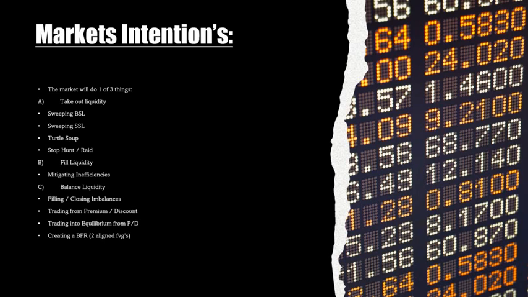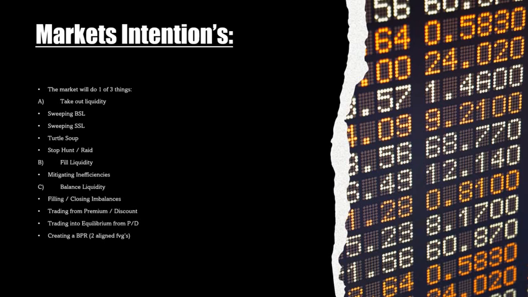Another type of balancing liquidity is trading from premium to discount, or trading from discount to premium. If you're in premium and then you trade into discount, and the market trades into discount, price just became balanced from doing that.